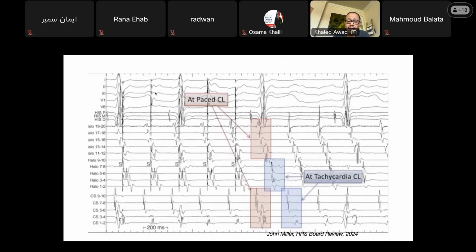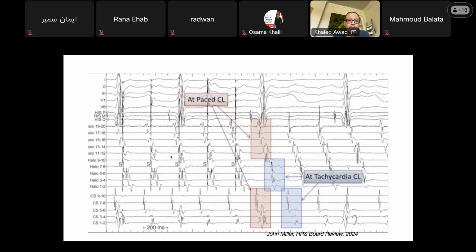Same thing for VT. If you are able to accelerate a tachycardia by pacing right in the middle of the QRS, you are fused. This is reentry. You cannot do this with a focal rhythm. Okay, you cannot influence a focal rhythm by pacing in the middle of the P wave.